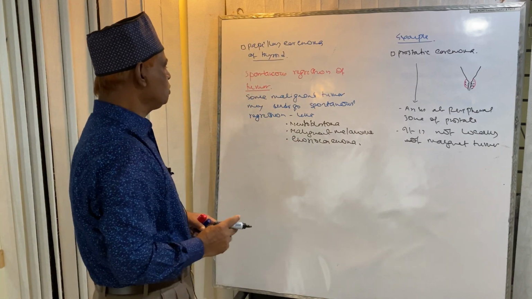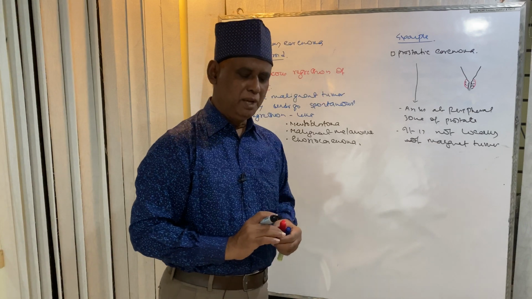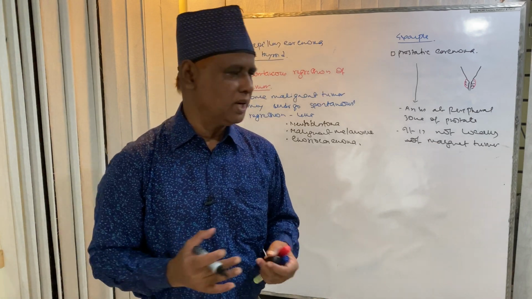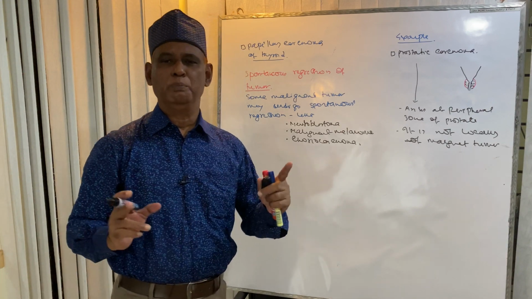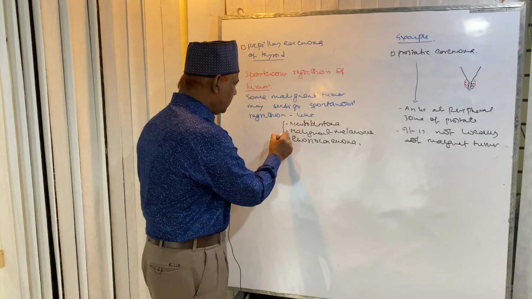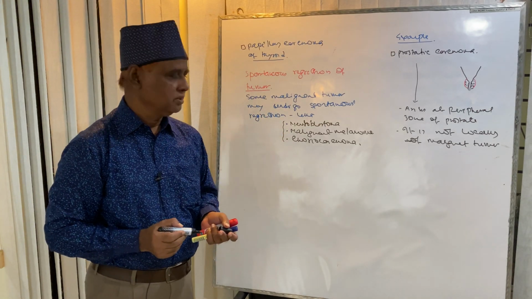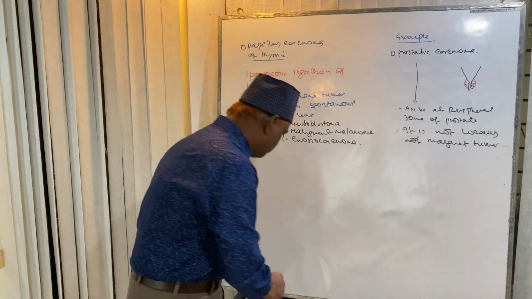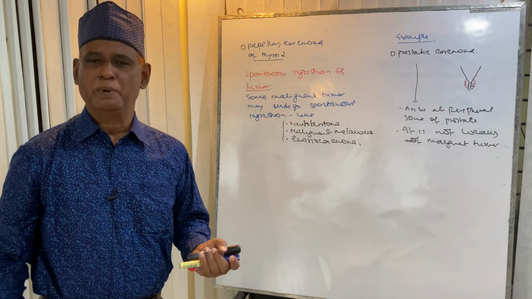You know, neuroblastoma is a childhood malignant tumor. Malignant melanoma is a cancer of melanocyte, nevus cell. Choriocarcinoma is one of the trophoblastic tumors. These three undergo spontaneous regression. Now come to how spontaneous regression of cancer may occur.